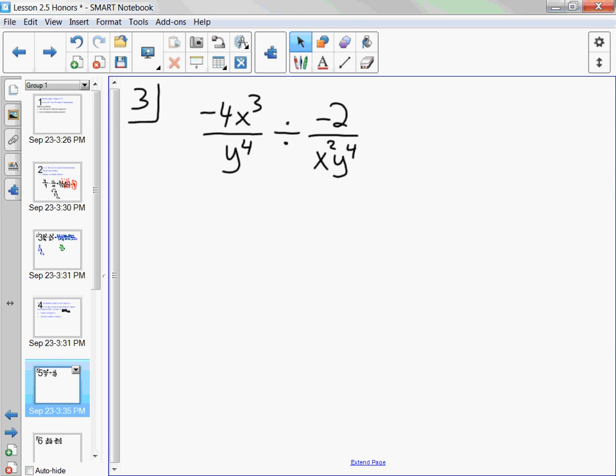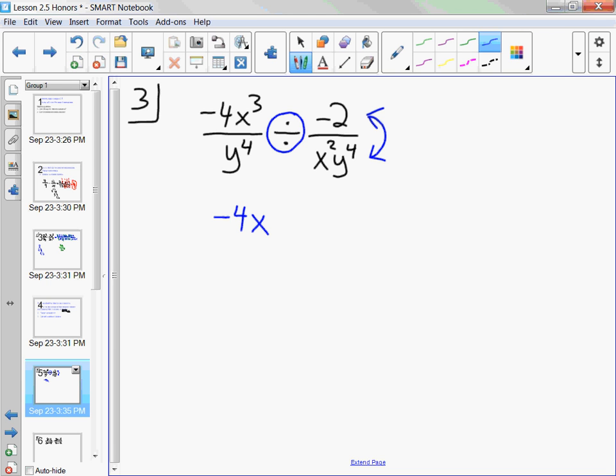Okay, problem number 3 on your assignment. Just watch it first, and then you guys can pause it and write it down. First of all, the divide right here in the middle, we're going to change that to a times. The way we're going to do that is we are going to take the reciprocal of the second fraction. So we have the first fraction, 4x cubed, divided by y to the 4th, times, and we can do that, x squared y to the 4th over negative 2. So we change it to a multiplication problem by taking the reciprocal of that second fraction.